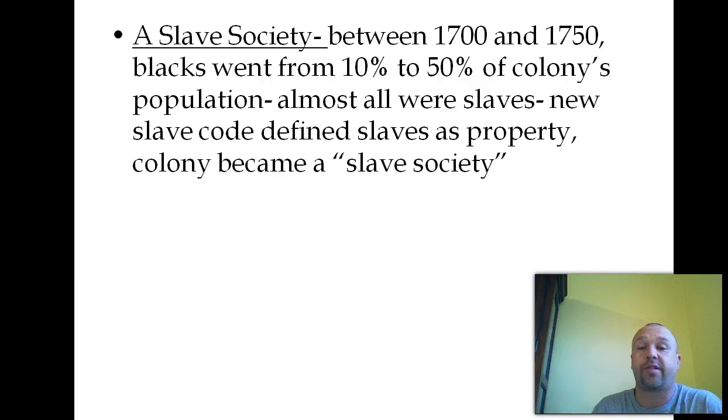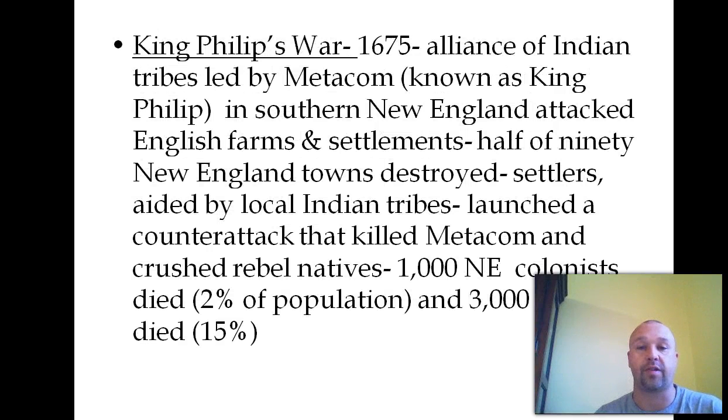So it's going to become a slave society between 1700 and 1750. Blacks are going to constitute 50% of the colony's population, rising up from 10%. Almost all of them were slaves, and new slave codes that are passed will define slaves as property, and these colonies became slave societies.